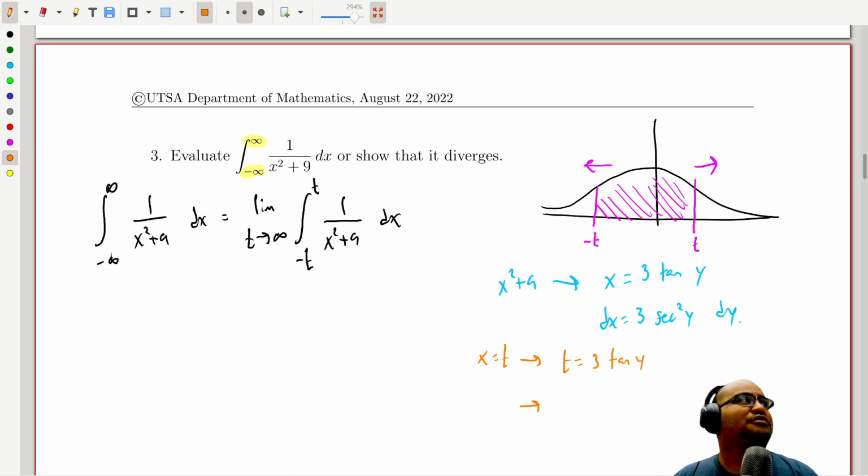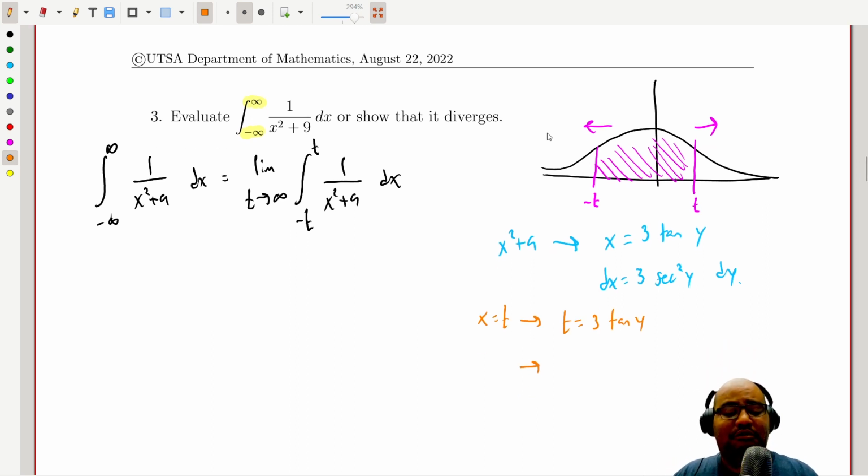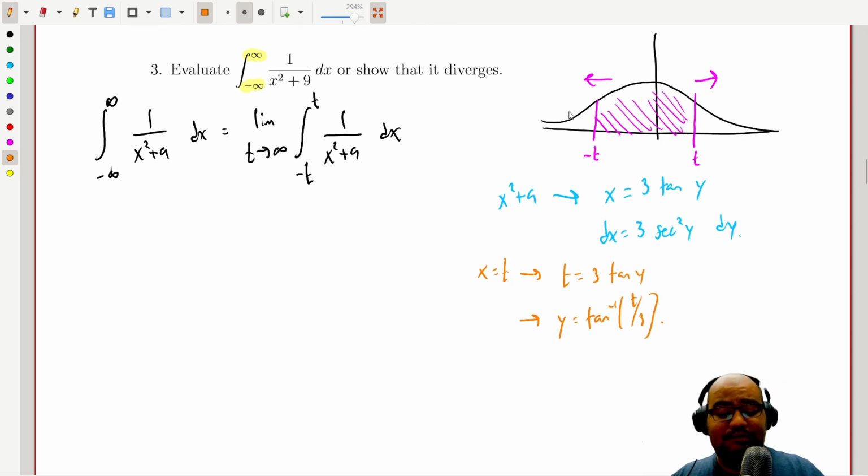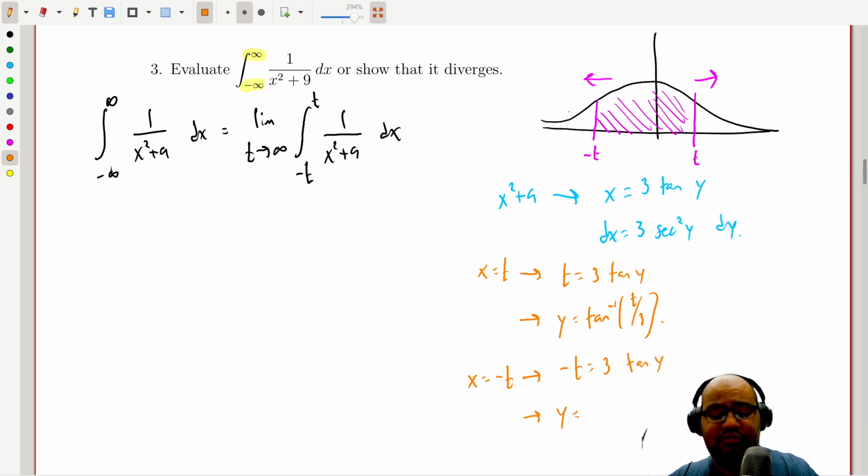Now if I shuffle and do some stuff with the inverse operations, divide by 3, take the arctan, so I get y is equal to arctan of t over 3. And we'll also get a similar one for -t. So if x is equal to -t, then we need -t to be equal to 3 tangent of y. And in a similar fashion, we get that y is equal to arctan of -t over 3.